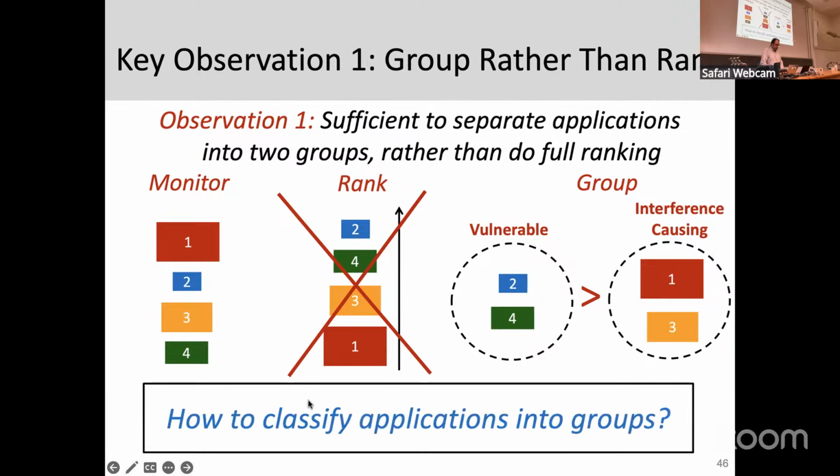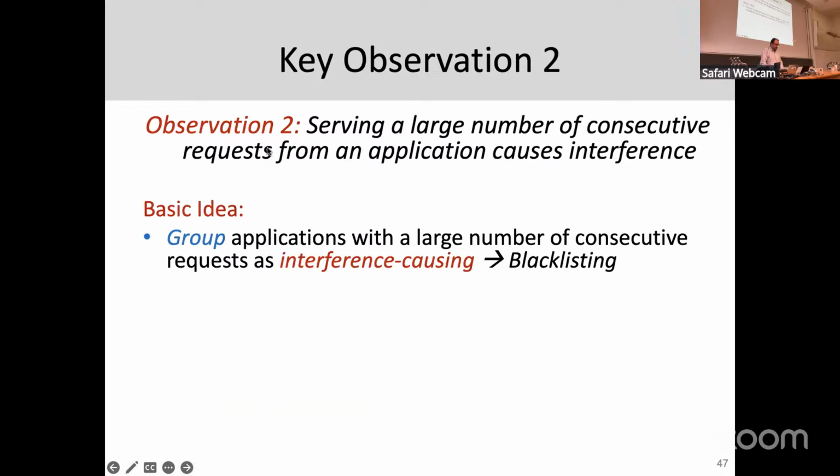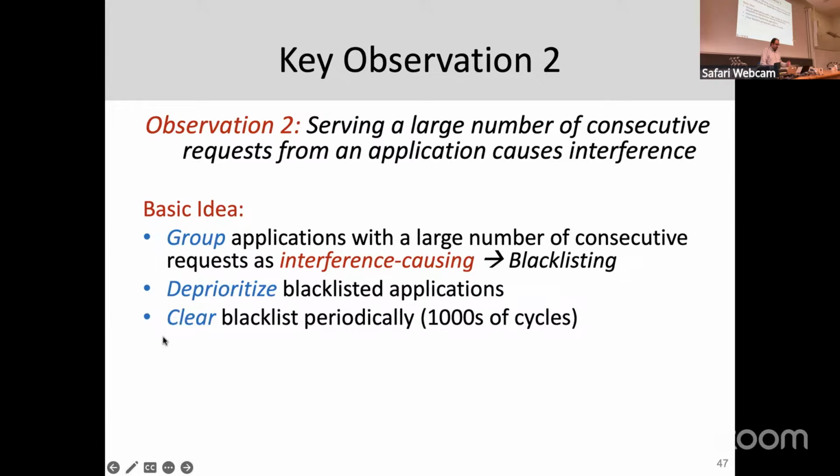Okay, so how to classify applications into two groups? We have another observation that serving a large number of consecutive requests from an application could cause interference. So the basic idea here is that we group applications with a large number of consecutive requests as interference-causing. Essentially, we try to blacklist them, and we deprioritize blacklisted applications. And then we clear the blacklist periodically, like every thousand cycles.